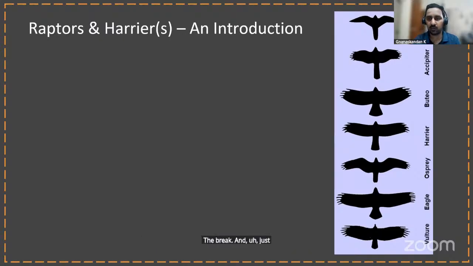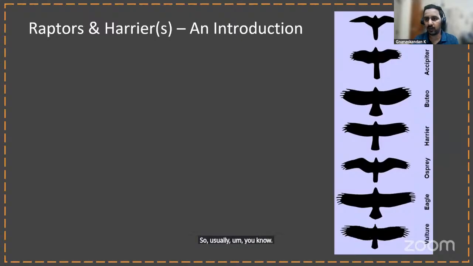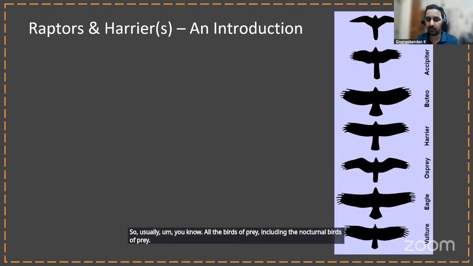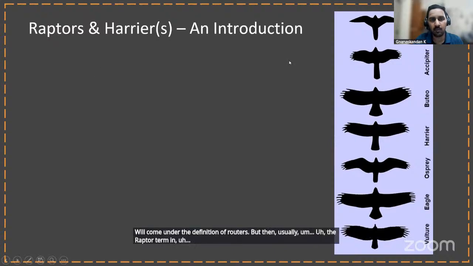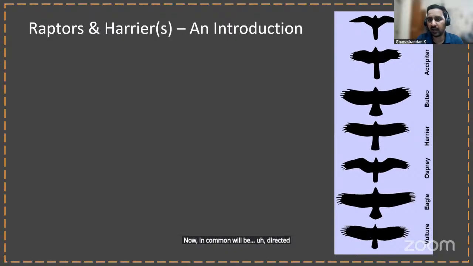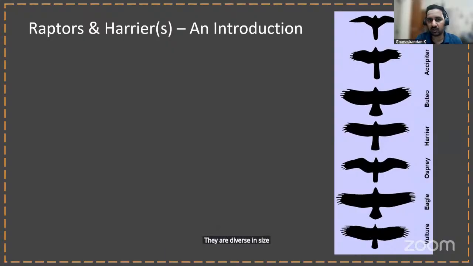Just like any other predatory animals, raptors have the ability to capture prey much bigger than their own size. Usually all the birds of prey, including the nocturnal birds of prey, come under the definition of raptors, but usually the term raptor in common use is directed towards the diurnal birds of prey. As you see on the right-hand side, the silhouettes of different raptor groups are diverse in size, in structure, in their habits, the habitats that they prefer, and the different flight techniques. So they are a diverse group.